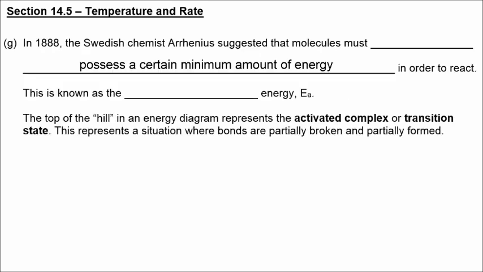Another situation is the energy. There is a certain amount of energy that is required for a reaction to occur, and this is known as the activation energy. When you see an energy diagram that climbs up a hill and then falls down on the other side, the top of that hill in the energy diagram is called the activated complex or the transition state. That is the sort of halfway point where bonds are partially broken and partially formed.